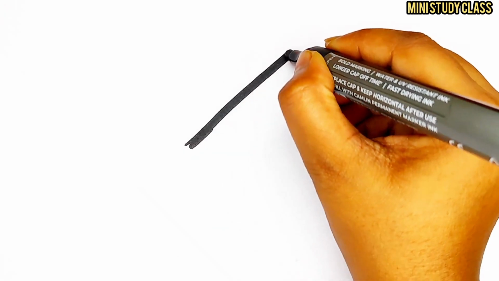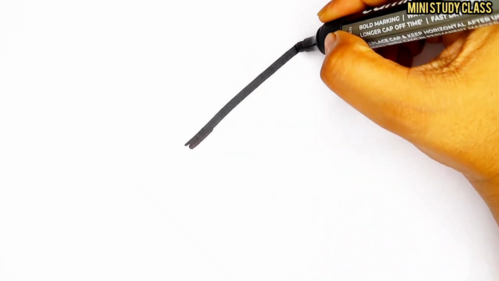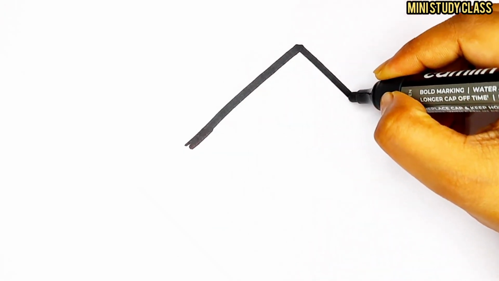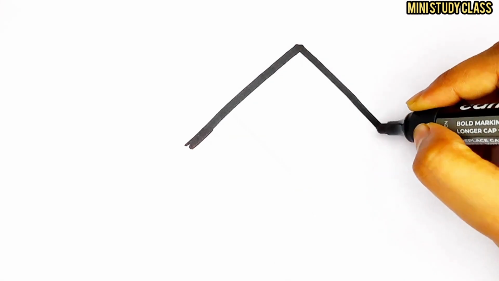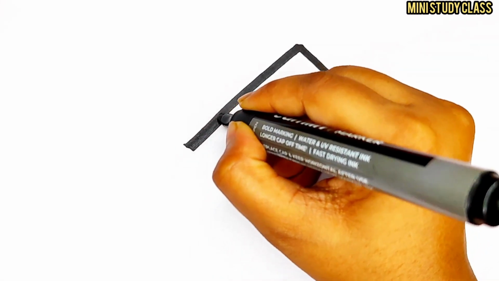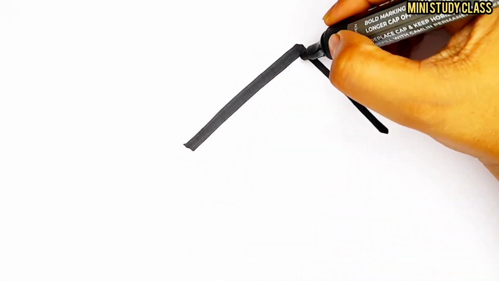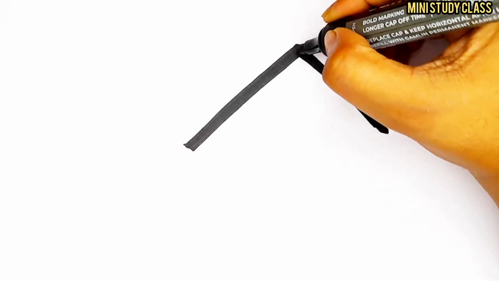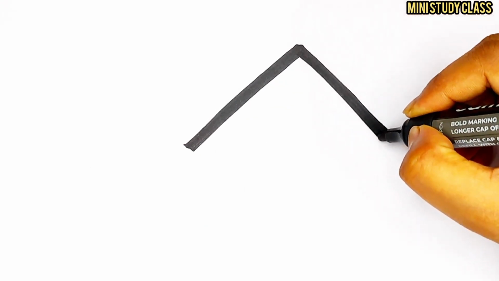First, we draw a straight line. Next, we draw a curve. Parallelly, we draw another straight line. And join this too. Here, our roof drawing is completed.